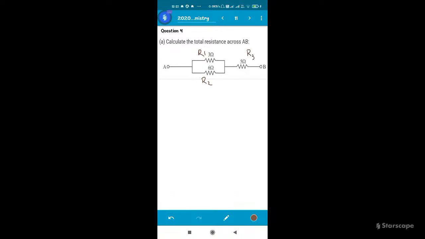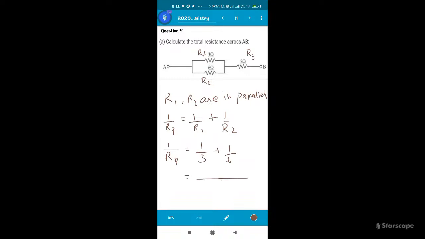So first I am going to write R1 and R2 are in parallel. Don't forget to write these things. Don't directly move on to the questions. They are in parallel. So we know that 1 by Rp will be equal to 1 by R1 plus 1 by R2. So let's do it. Three by 6, that means half. So Rp comes up to 2 ohm. The equivalent resistance of this parallel combination is 2 ohm. Okay, I hope it is clear till here.